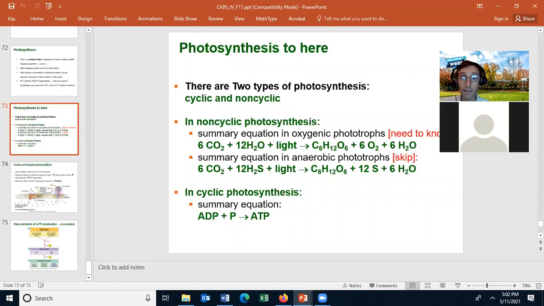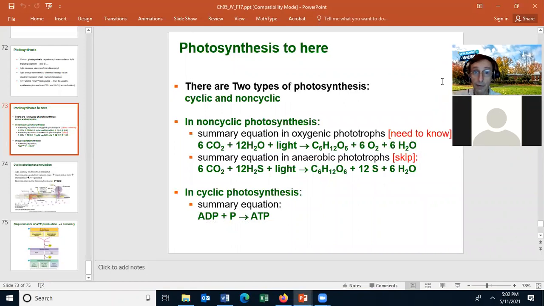All right, so we were talking about photosynthesis, and we mentioned there are two types of photosynthesis: cyclic photosynthesis and non-cyclic photosynthesis, which most of you are probably familiar with, where 6 CO2, 12 water, and light makes glucose, and 6 oxygen and 6 water. In cyclic photosynthesis, ATP is made.